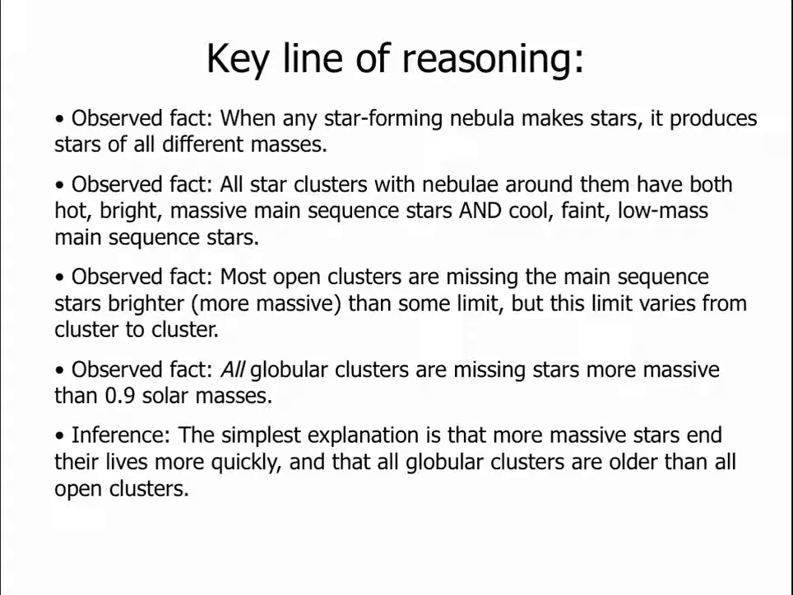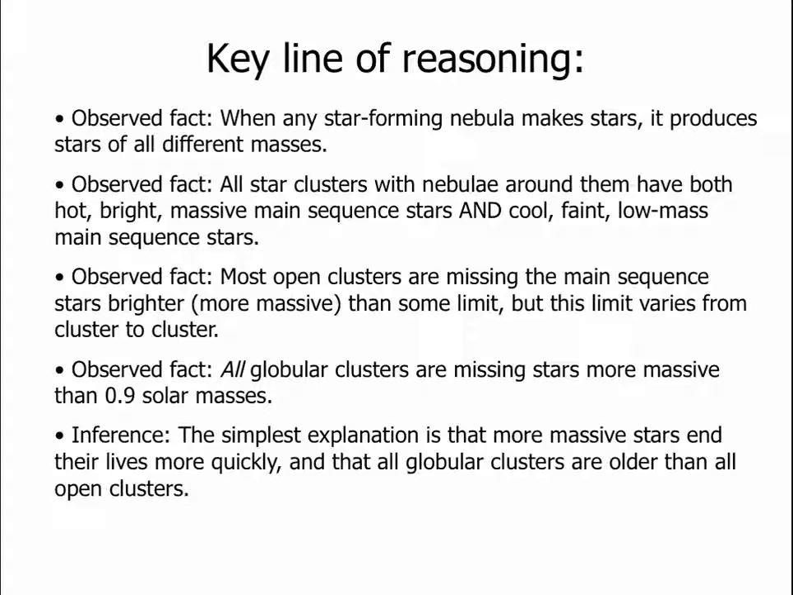Now if we look at most open clusters, those that do not have nebulae around them, we see that often the brightest, hottest, bluest, most massive stars are missing, and then down below some mass, which can be anywhere, which varies from cluster to cluster. It might be 1 times the mass of the Sun, or 3 times the mass of the Sun, or 5 times the mass of the Sun.